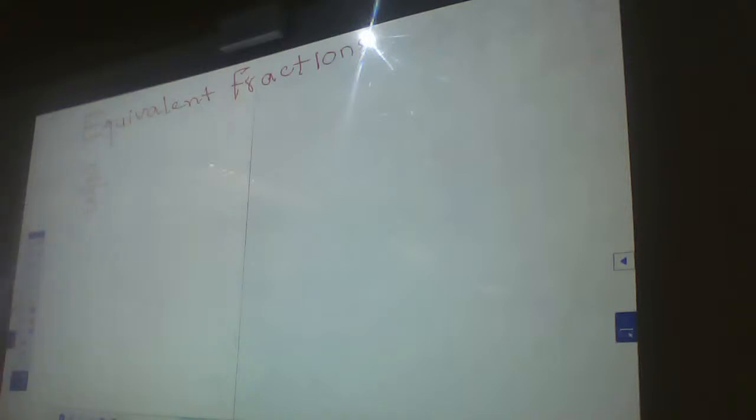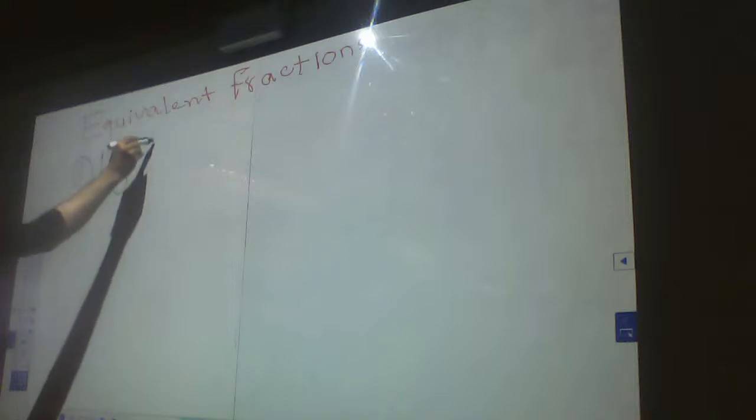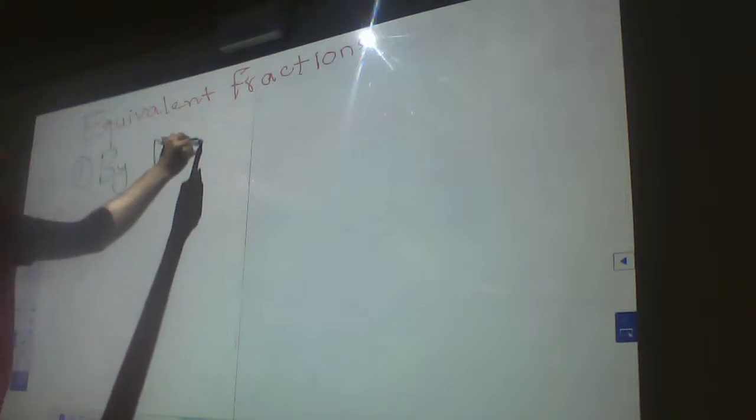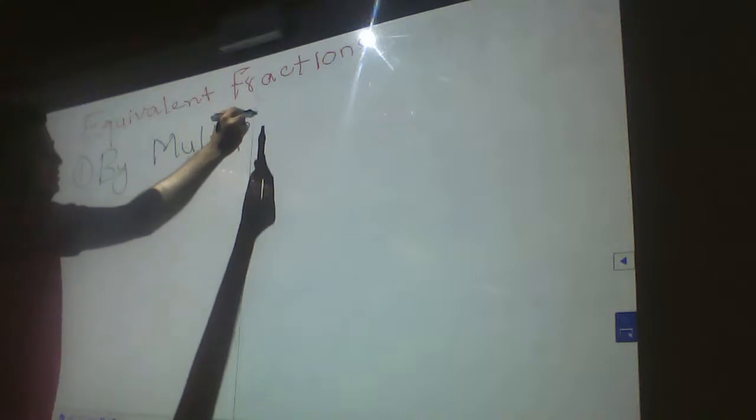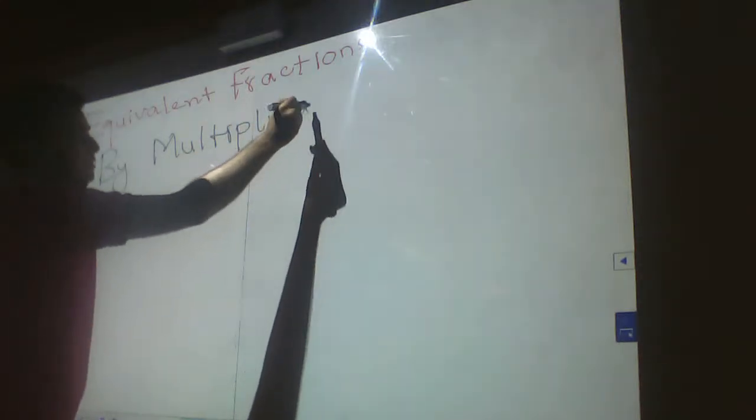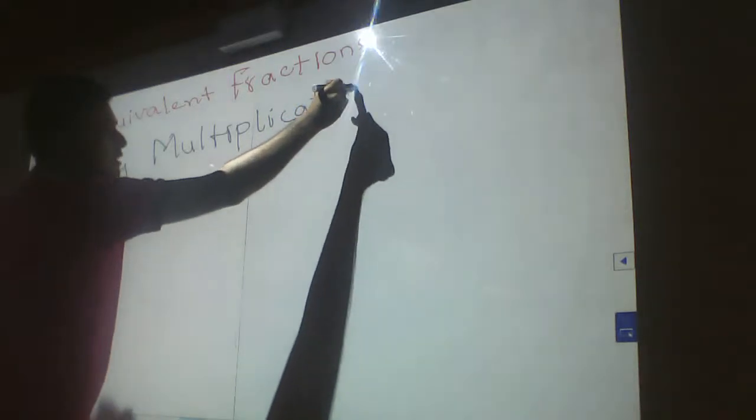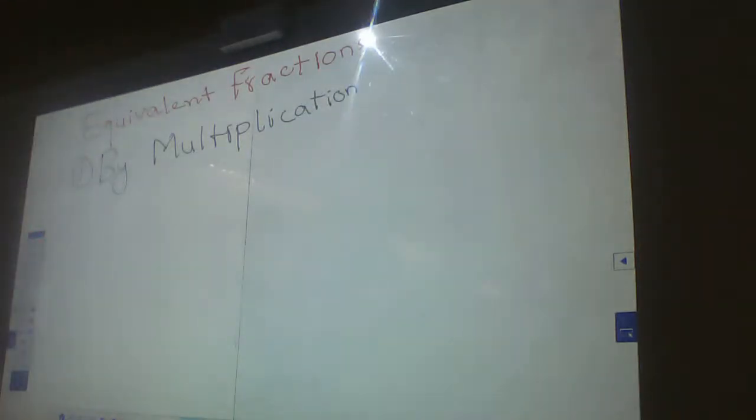Now I want to find an equivalent fraction, right? So for equivalent fractions, we actually have two rules. Okay, I will just write here. Number one, it is by multiplication.